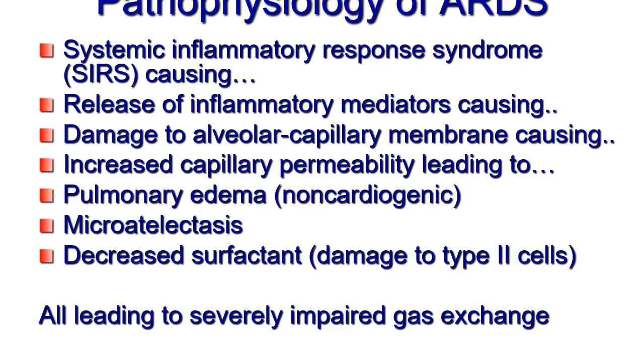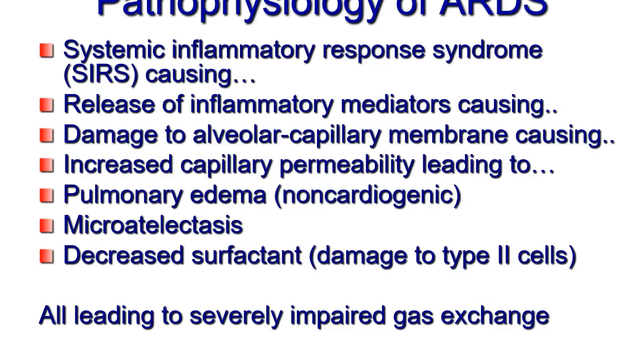the body is releasing massive amounts of chemical mediators. And these chemical mediators cause damage to capillary membranes. It is body-wide, body system-wide, but we're going to just focus on what's going on in the lungs right now. So it's damage to the alveolar capillary membrane. This causes increased capillary permeability. So now the fluid that's in the capillaries is leaking into the alveoli, and we have pulmonary edema.